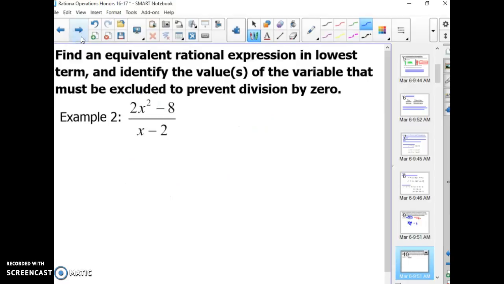On this one, setting it up, find my restriction first. x minus 2 is equal to 0. Add 2, add 2. x is equal to 2. So if I plug in 2, the bottom is going to be 0. So I found my restriction.